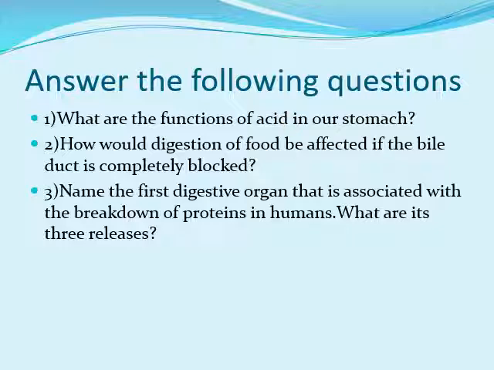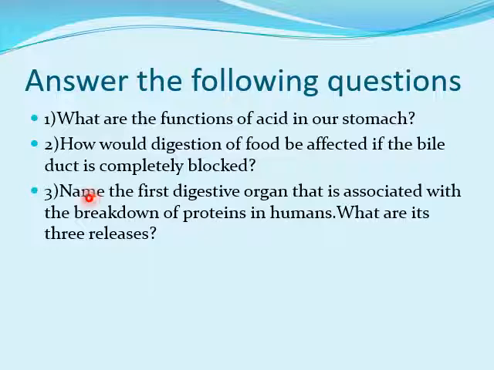The second question says, how would digestion of food be affected if the bile duct is completely blocked? Now you know that the bile duct secretes bile juice. It directly comes to the small intestine, and the small intestine is known as the site of complete digestion. Now if the bile duct is completely blocked, then there will be no secretion of bile juice. And if there is no secretion of bile juice, then no emulsification of the fats takes place, or no breakdown of the fat globules will take place.